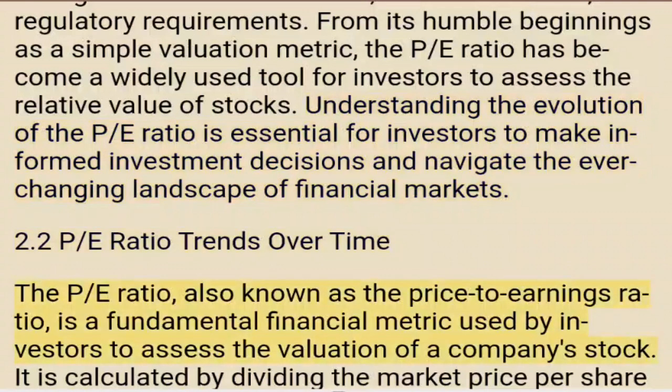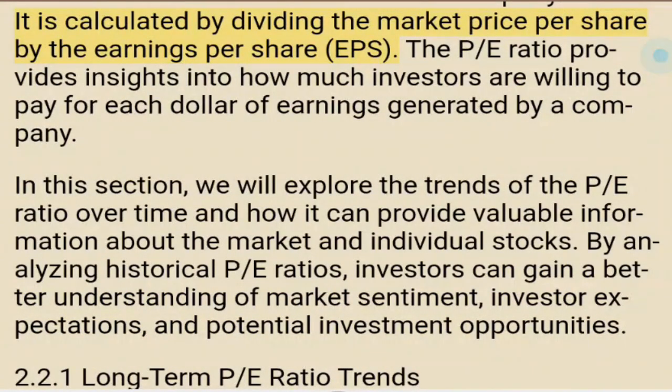The P/E ratio, also known as the price-to-earnings ratio, is a fundamental financial metric used by investors to assess the valuation of a company's stock. It is calculated by dividing the market price per share by the earnings per share (EPS). The P/E ratio provides insights into how much investors are willing to pay for each dollar of earnings generated by a company. In this section, we will explore the trends of the P/E ratio over time and how it can provide valuable information about the market and individual stocks.